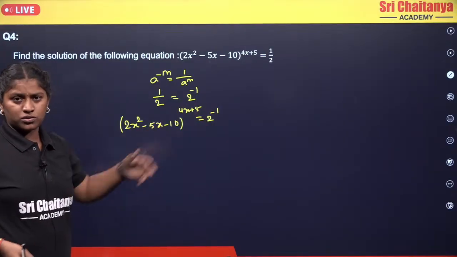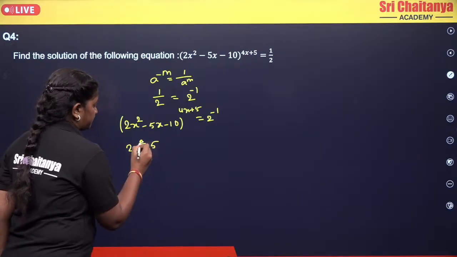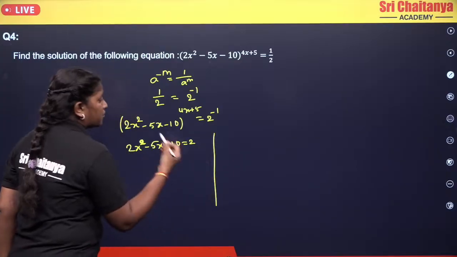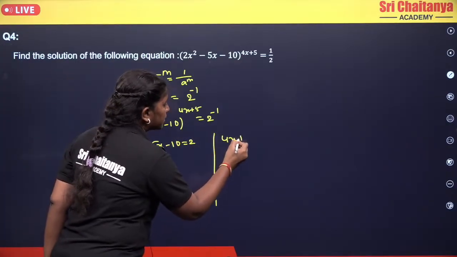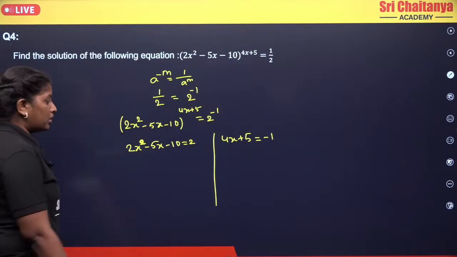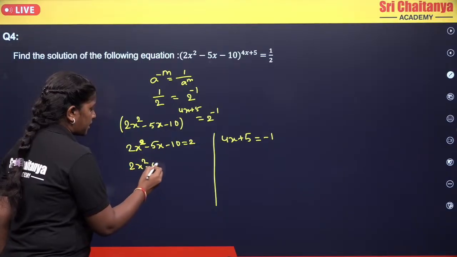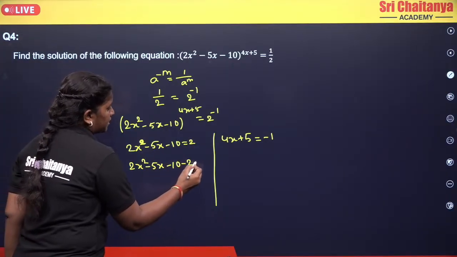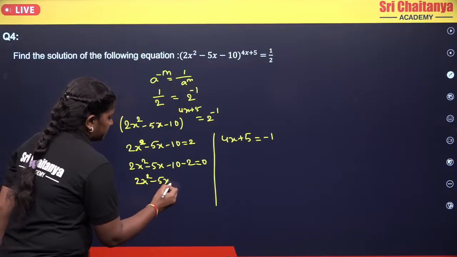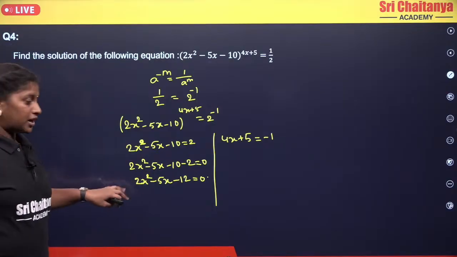Okay. Now from here we can equate our bases and we can equate our powers also. So it will become 2x square minus 5x minus 10 equals 2, and equating the powers, 4x plus 5 equals minus 1. Now if you observe clearly, it will be 2x square minus 5x minus 10 minus 2 equals 0. So 2x square minus 5x minus 12 equals 0. Okay. Now we are going to find the roots.